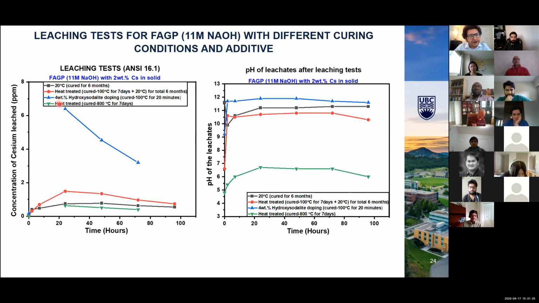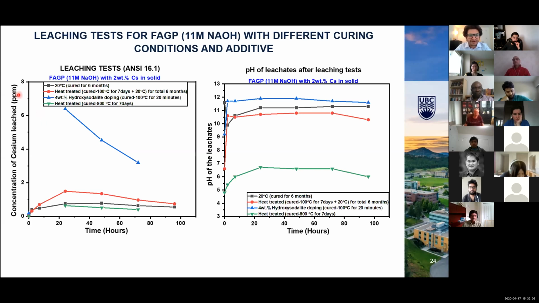And I also tried to add or dope 4 weight% of hydroxysodalite within the geopolymer material, which was cured at 100 degrees just for 20 minutes. And I tried to run leaching tests on them just to see whether doping helps or improves the cesium leachability. And it was seen that it doesn't perform that well, like it leaches. Maybe it's due to the reason that the geopolymer was not cured for a longer duration of time, just 20 minutes at 100 degrees. So it is a possibility that the proper geopolymerization didn't take place, and hence the cesium is leaching a lot.